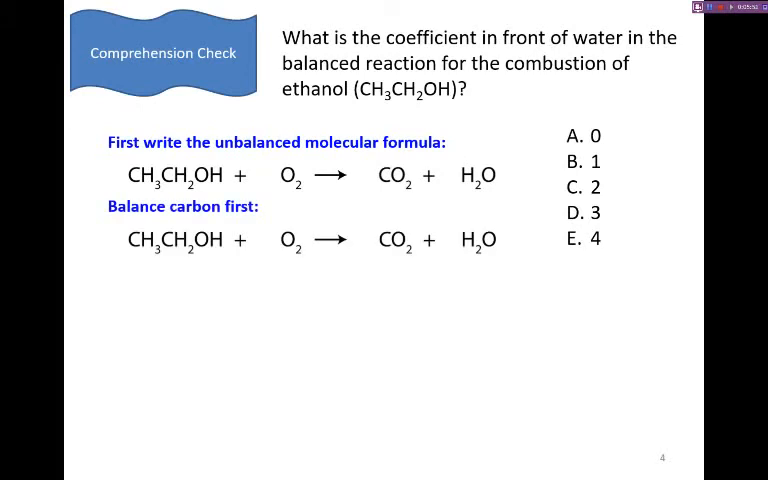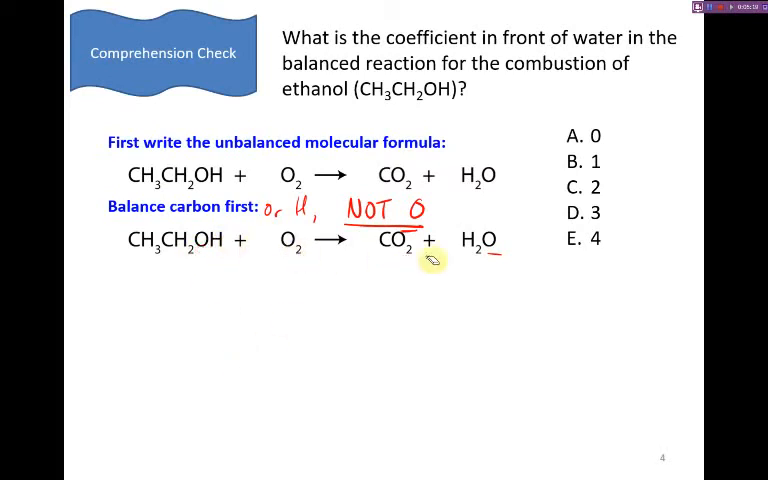First thing I would recommend doing here is balancing the carbon first, or really the hydrogen. It doesn't matter in this case. But you should definitely not balance with respect to oxygen. And the reason for that is because oxygen shows up in two different molecules on both sides of the equation. And so trying to get it to balance properly would be a nightmare.